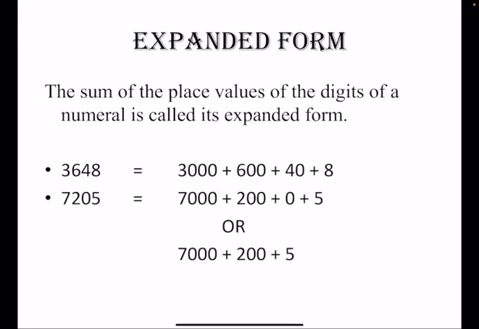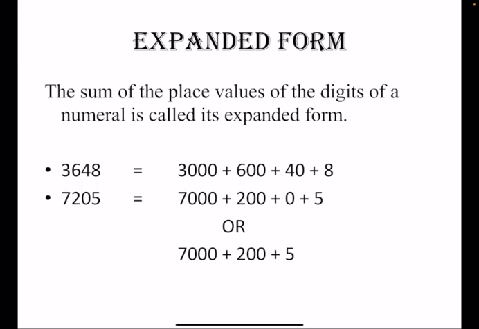Now children, we will study about expanded form. Just now you studied about the place values. So expanded form is nothing but writing the place values of each digit and adding them up. Okay? The sum of the place values of the digits of a numeral is called its expanded form. 3648 is equal to 3000 plus 600 plus 40 plus 8. Means this 4-digit number has been expanded to a bigger size. Is it clear?